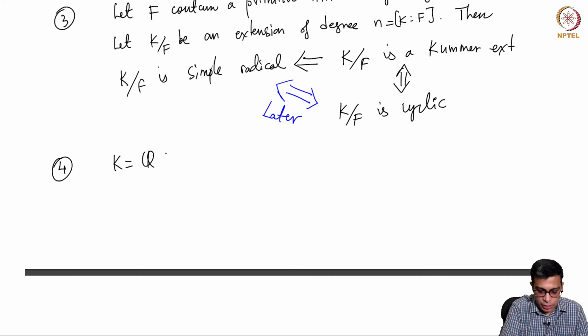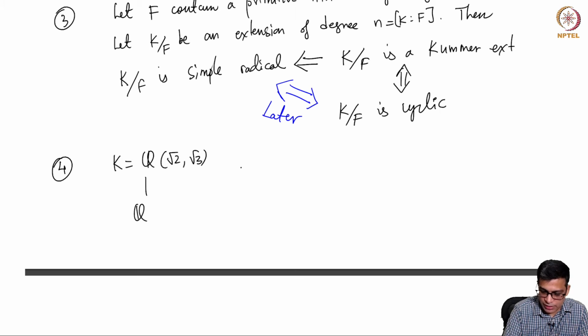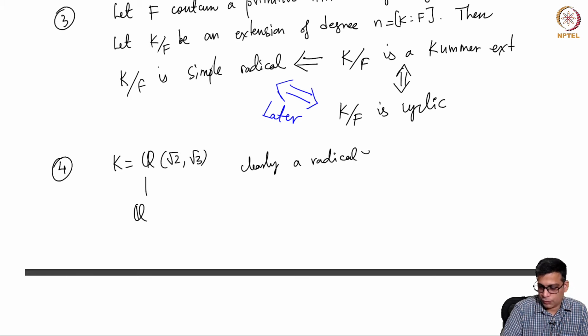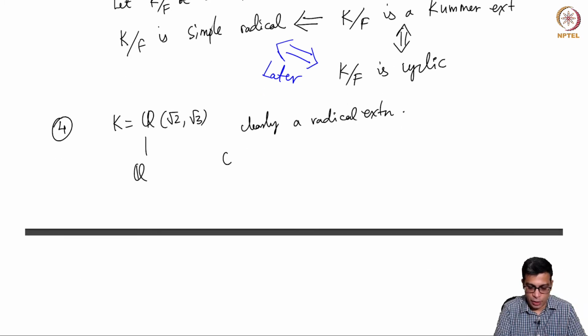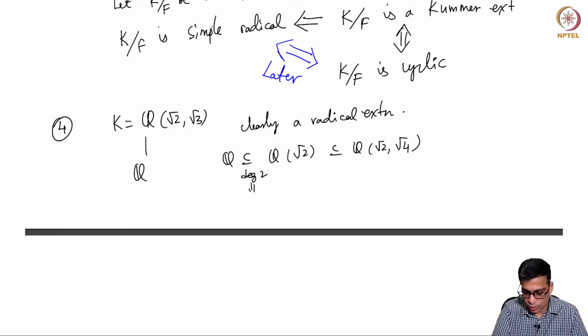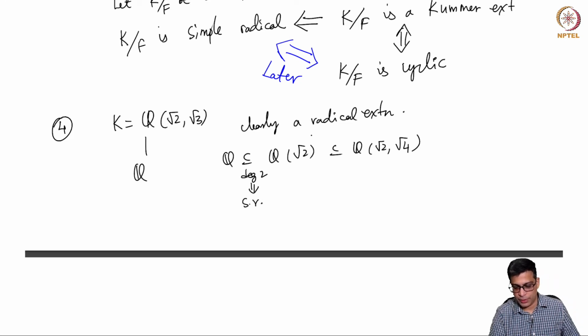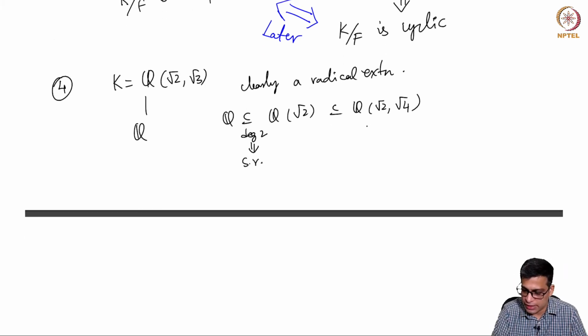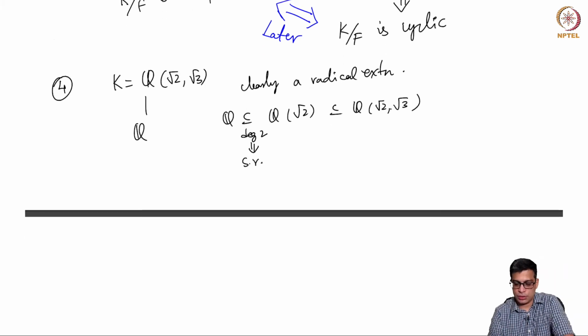Let's take K to be Q adjoined root 2 and root 3 over Q. This is of course a radical extension. Right? This is radical because you can put Q first in Q(root 2) and then in Q(root 2, root 3). Right? This is degree 2 implies simple radical. Of course, you can immediately see that root 2 to the power 2 is in Q. This is also simple radical, because root 3 is the generator of this extension and root 3 whole squared is there. Okay, this much is clear.